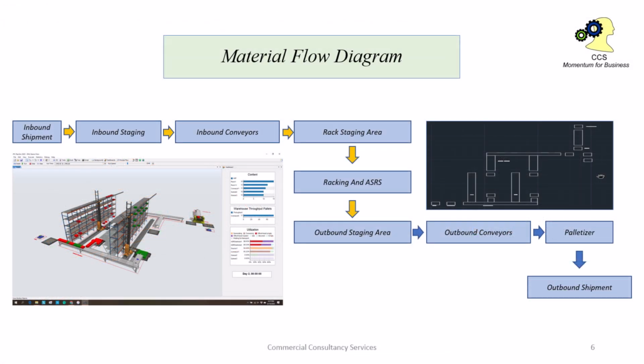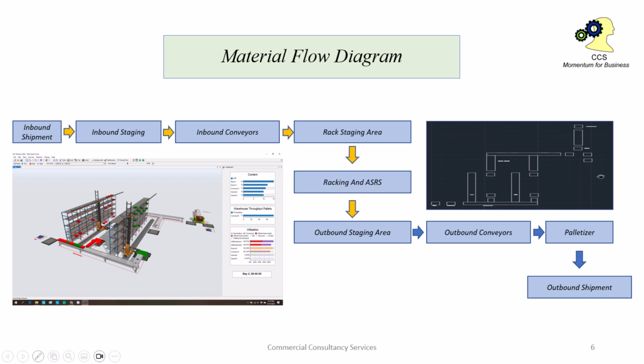Let's get started. In the material flow, everything starts at the inbound shipment area. Items arrive at the inbound staging area. From there, the items move along the inbound conveyors to the rack staging area. The racking operation is managed using an automated storage and retrieval system, ASRS.